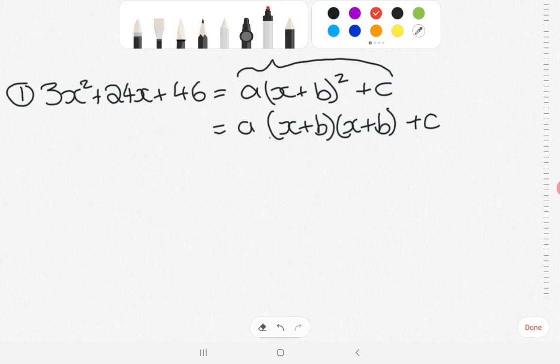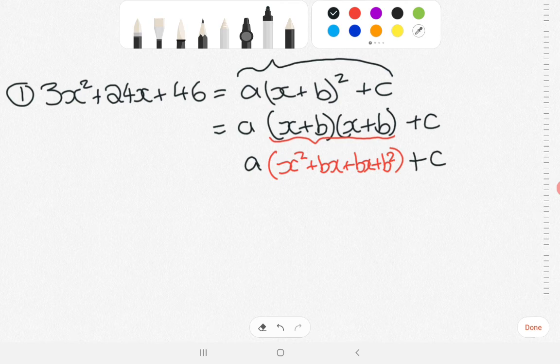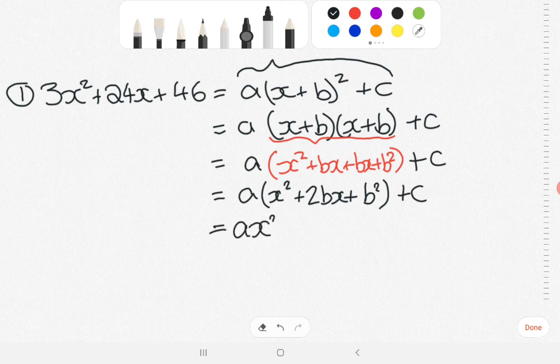If we focus just on this part, let me do it in a different colour and keep it in brackets, remember. (x plus b) times (x plus b) is x squared plus bx plus bx plus b squared. And we're timesing that by a, and then we're going to add on c. Before I multiply by a, let me tidy up the bracket. So I'm going to have x squared plus 2bx plus b squared. Now that it's tidied up, multiply through by a, I get ax squared plus 2bx.